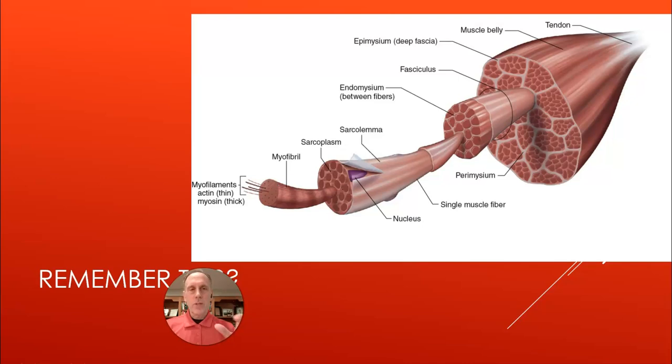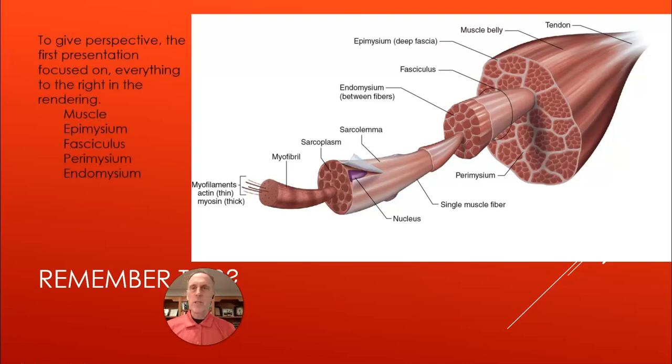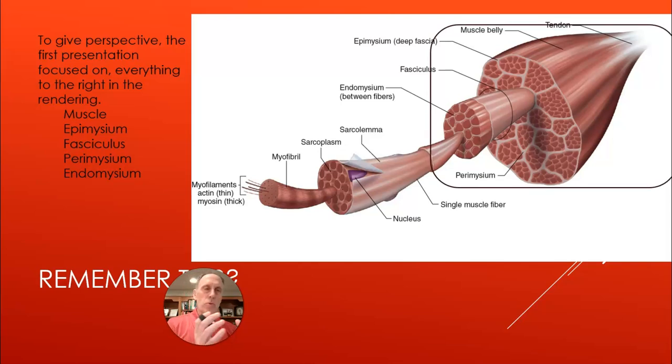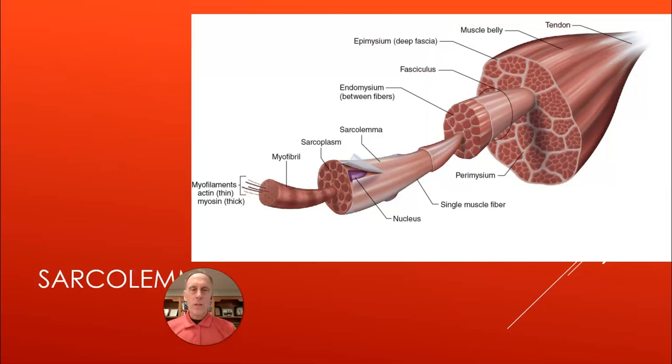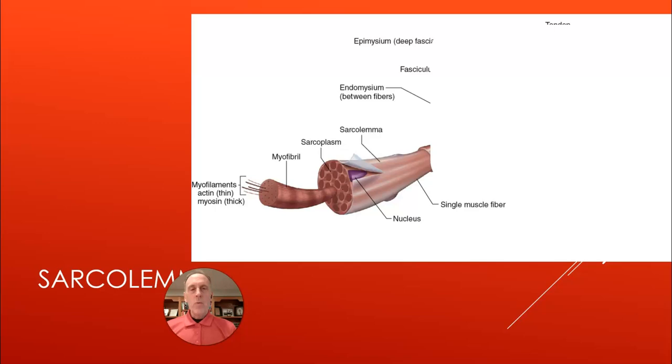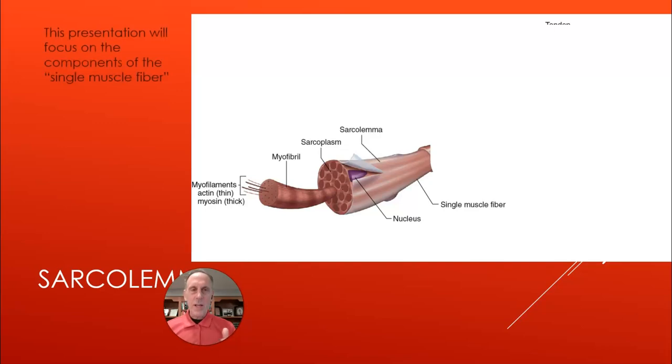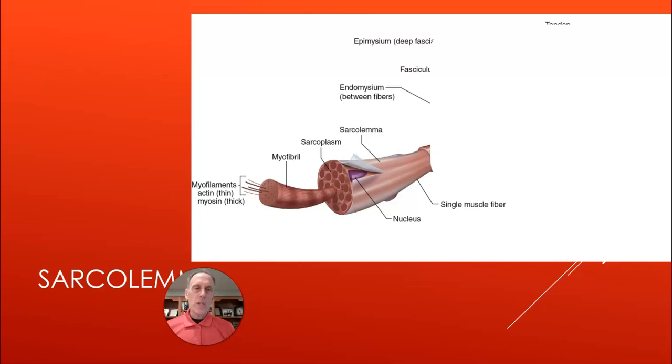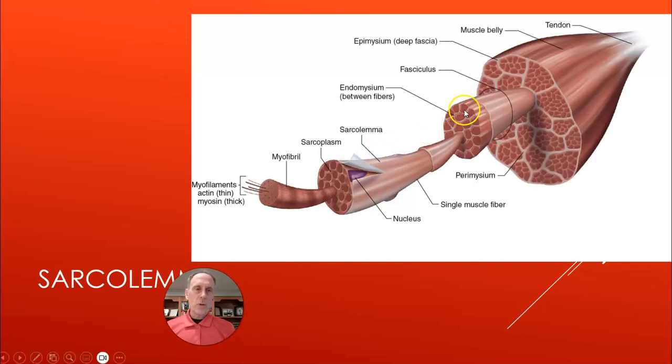So let's go ahead and take a look at this a little bit further. We have this system in place, and the last presentation focused on everything to the right, in this blocked out section here: the muscle itself, the epimysium, the fasciculus, the perimysium, and the endomysium. If we go the next step, we get rid of that, and we now look at this part. And this is a much smaller part yet again. This gets us down to the single muscle fiber that is within here.